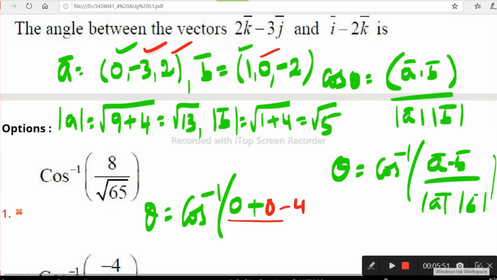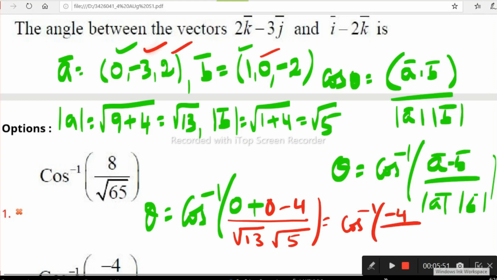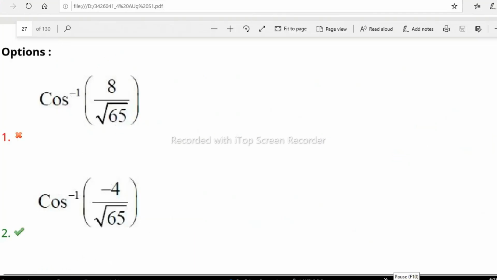Divided by mod a and mod b, which we already calculated: mod a is root 13, mod b is root 5. Now we can understand that this is cos inverse of minus 4 by root 13 into root 5, which is root 65. So this is simply the angle between the given two vectors. Theta is cos inverse of minus 4 by root 65. What is the correct option? Look at it now. Yes, what you got? Cos inverse minus 4 by root 65. That is given as clearly the second option, right?